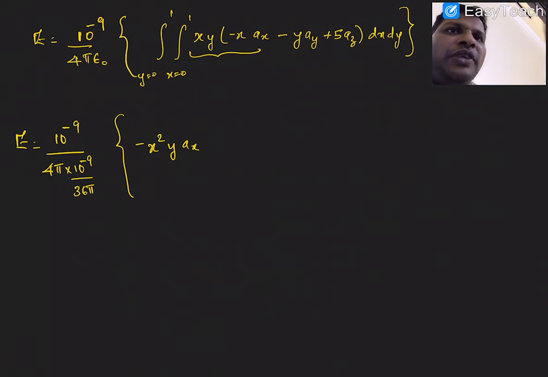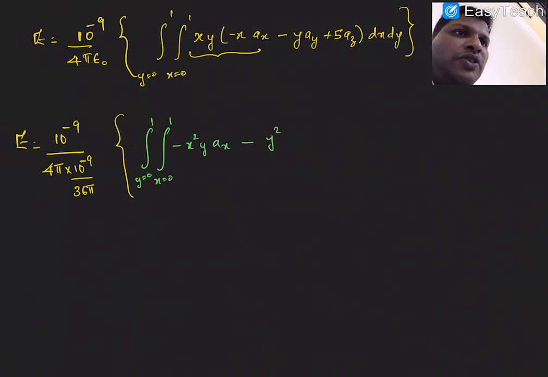Okay, so before that I have to put the integral also. Now the integral: x changes from 0 to 1 and y changes from 0 to 1. So this becomes minus x square y into ax, minus y square x into ay, plus 5xy into az. Then you have to take it over dx dy.